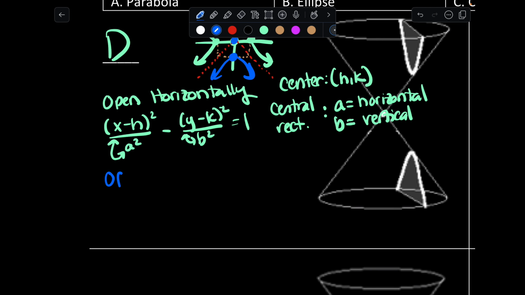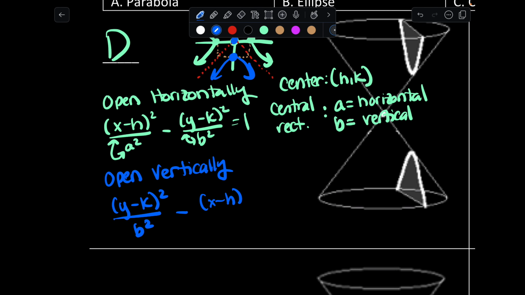So if we were to have a hyperbola that opens vertically, that means all of the attributes are the same, but now the term with y will be positive. And then I'm going to keep my b squared, so we'll have minus (x minus h) squared over a squared is equal to 1. And for a proper hyperbolic equation or expression, it has to be equal to 1.